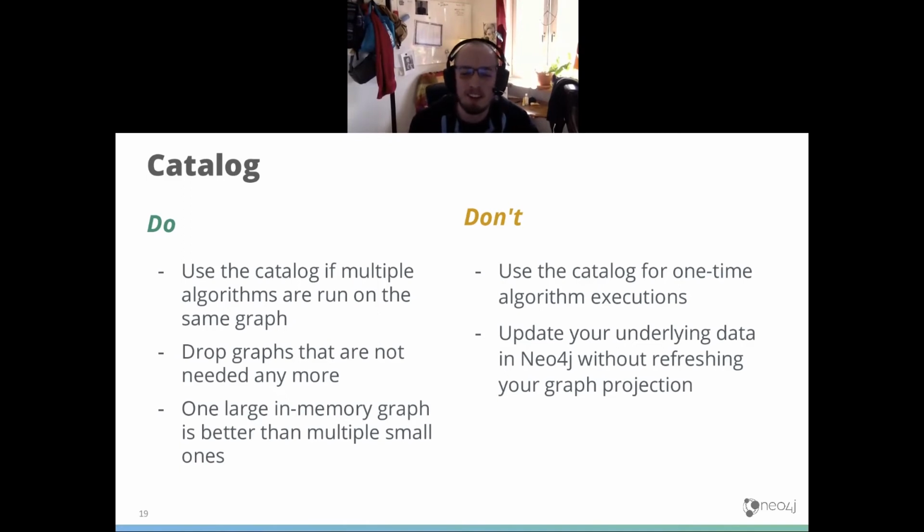So the catalog, right? Try to use it, but don't store things in there that you don't intend on using anymore. Drop graphs that you don't use, and it's better to have one large in-memory graph than having multiple small ones for memory optimization. That's the way our memory compression schemes work best.